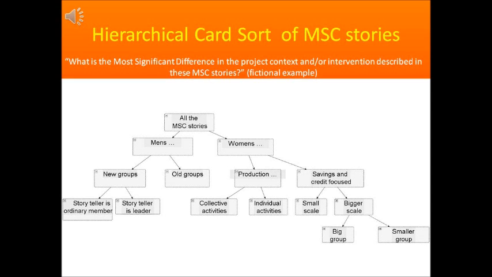You keep asking the participants to split the groups of stories into smaller and smaller subgroups until there's only one story in each subgroup left, or until, even if there may be two stories in a subgroup, they can't identify any significant difference. So in this example, we've got seven final groups of stories, each characterized by multiple labels in the tree structure.